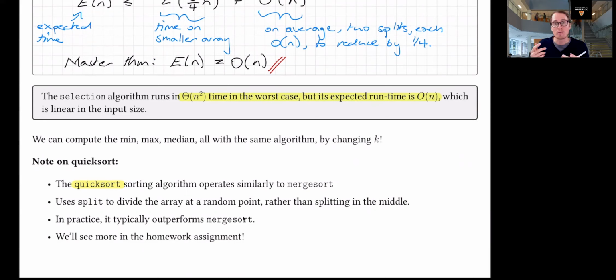And so in the homework, you're going to exactly do this if you haven't already looked at it, but look at the worst case runtime, which is not going to be so great, and then look at the expected runtime, which should be on par with merge sort, but in practice actually operates faster.